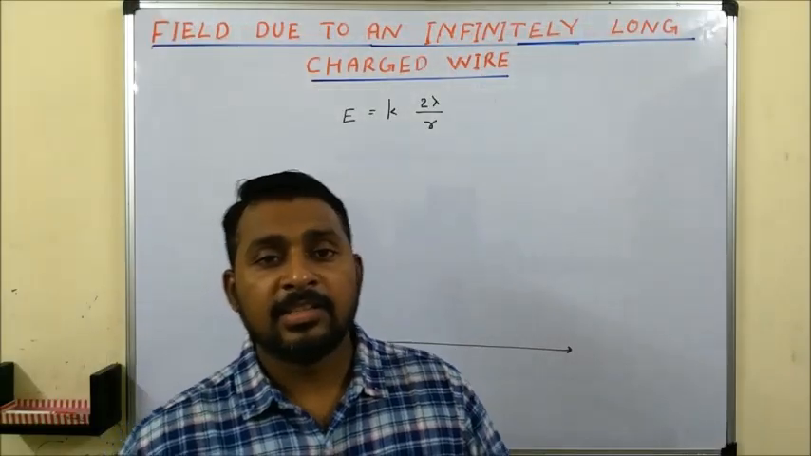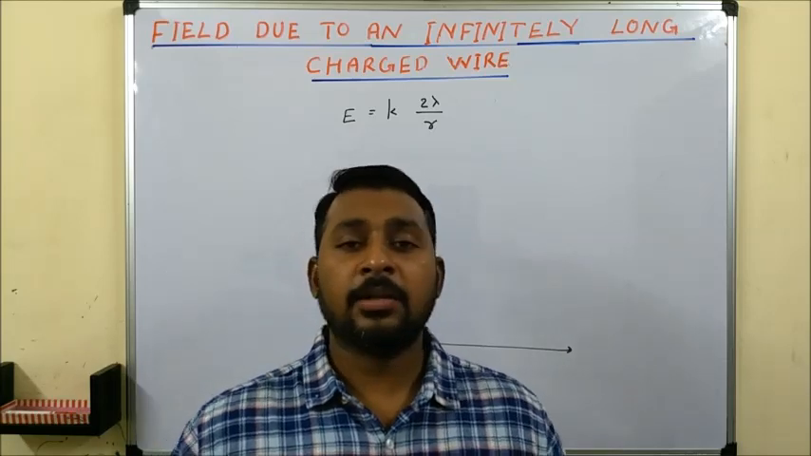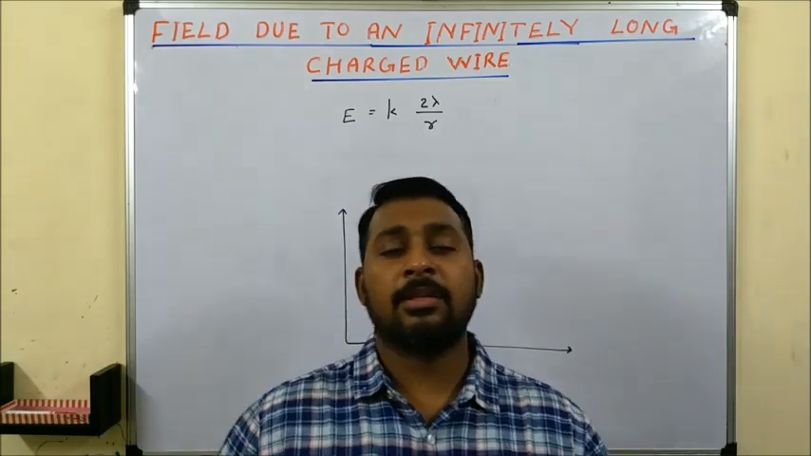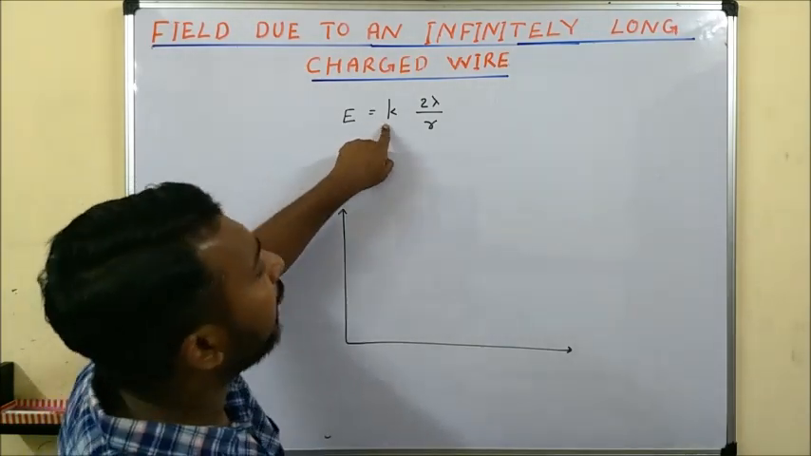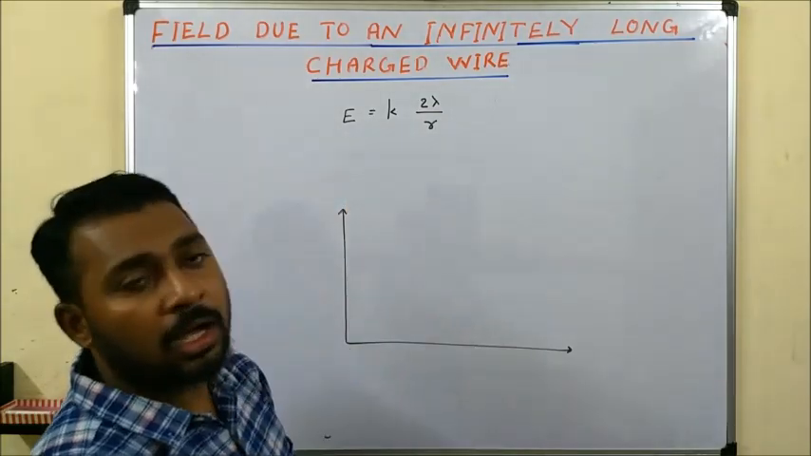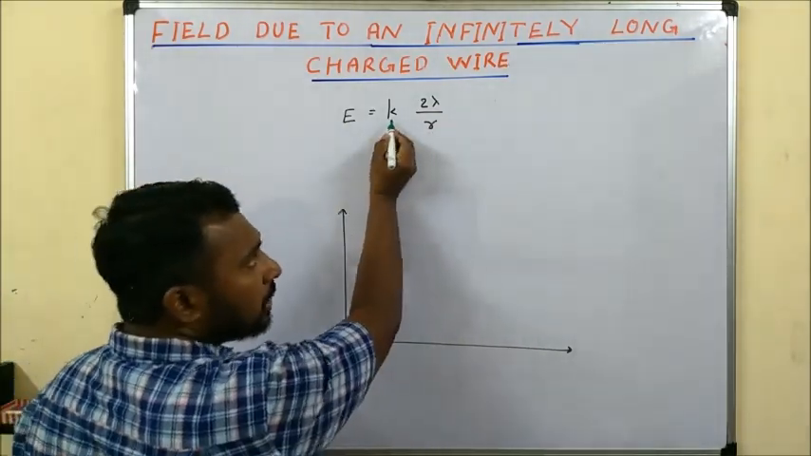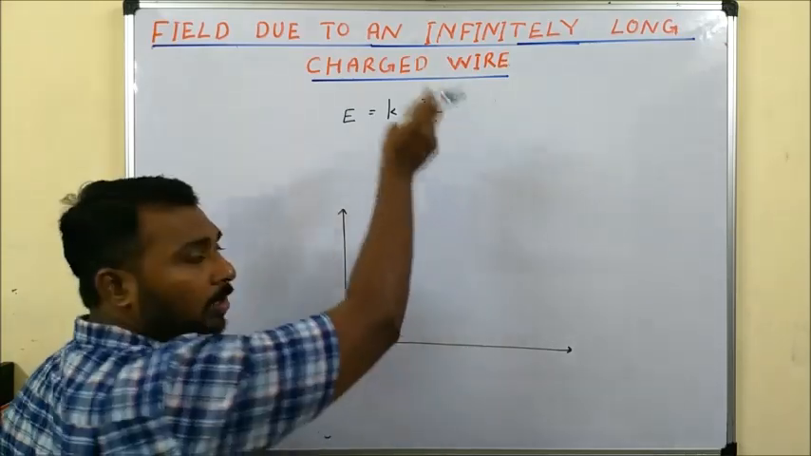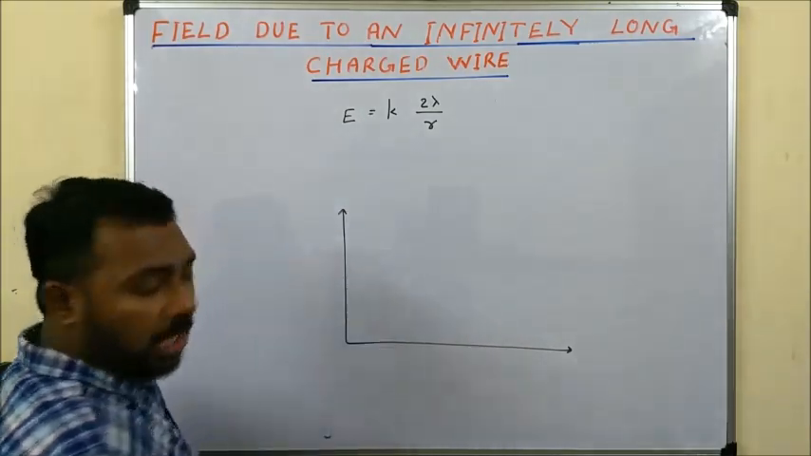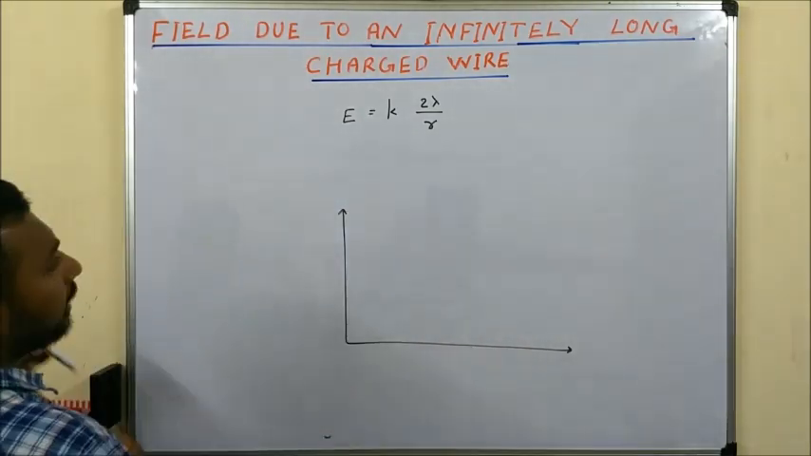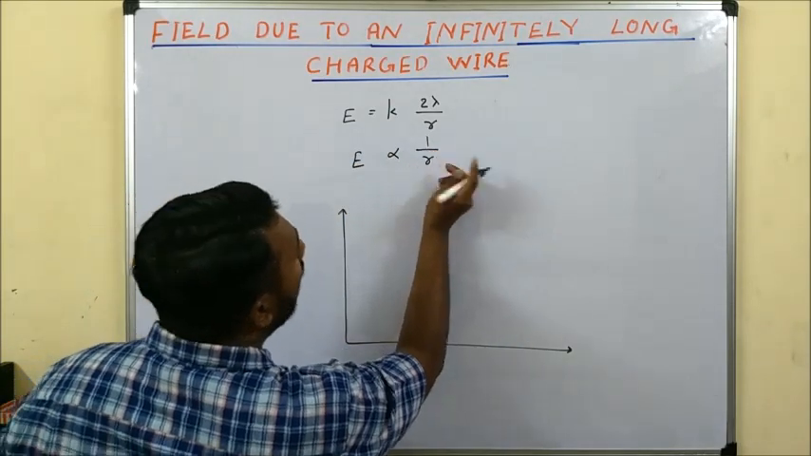In the end, let us see the relationship between the electric field and the distance due to this infinitely long wire. Look at this equation: E is equal to K times 2 lambda by R. K is a constant, 2 is also a constant, and lambda of the wire is also a constant. So what is the relation between E and R? You can write that E is inversely proportional to R.